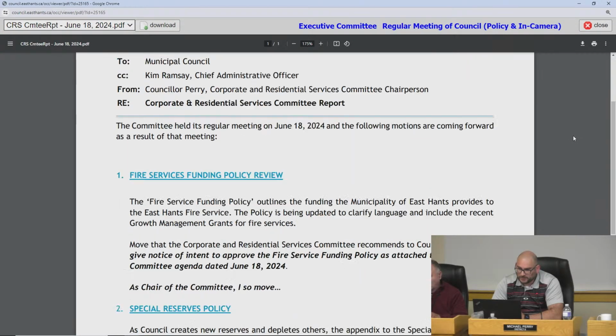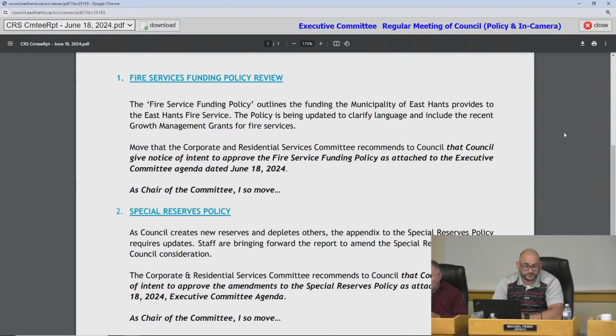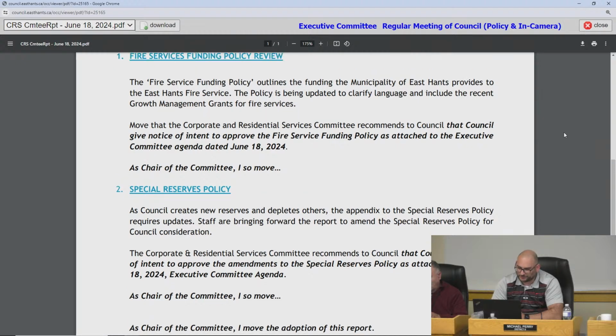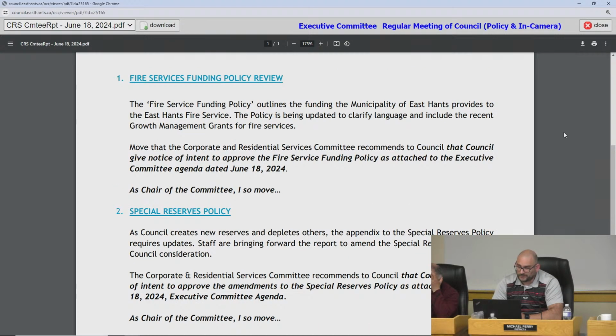Thank you, Madam Warden. The committee held its regular meeting on June 18th, 2024, and the following motions are coming forward as a result of that meeting. Fire Service Funding Policy Review. The Fire Service Funding Policy outlines the funding the municipality of East Hants provides to the East Hants Fire Service. The policy is being updated to clarify language and include the recent growth management grants for the fire service.